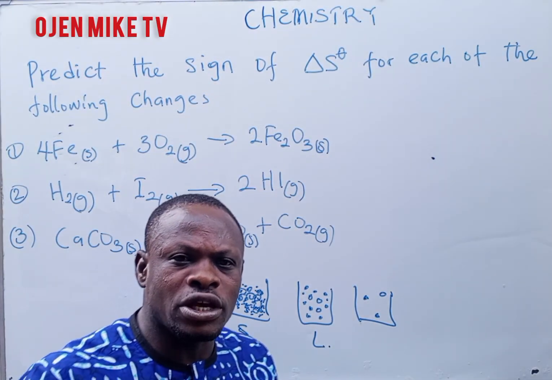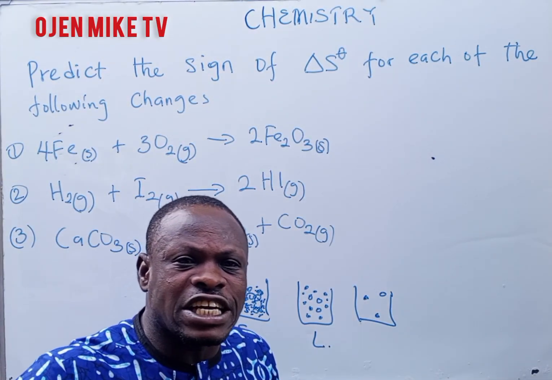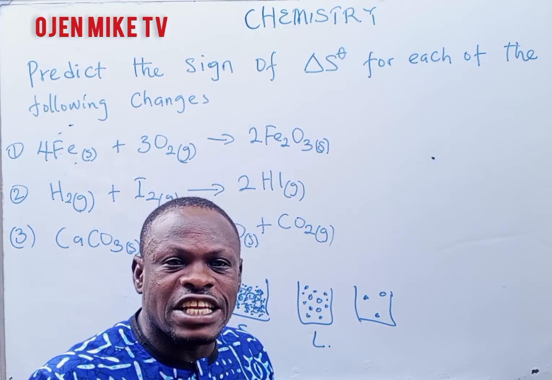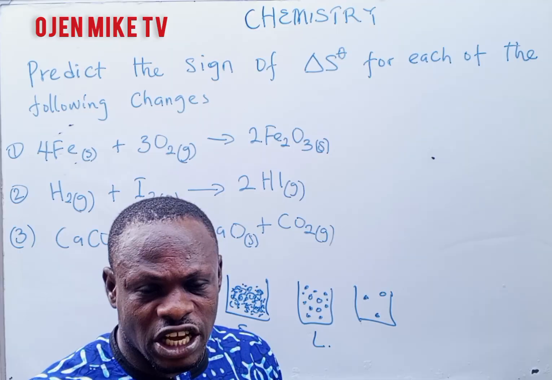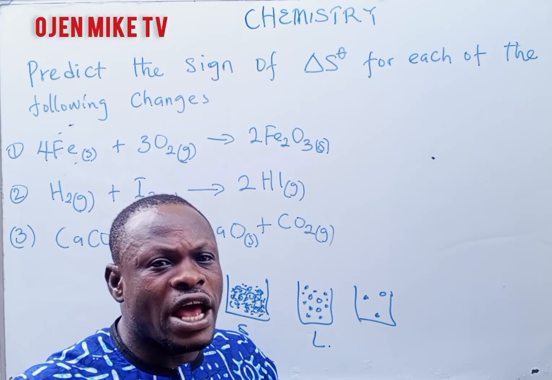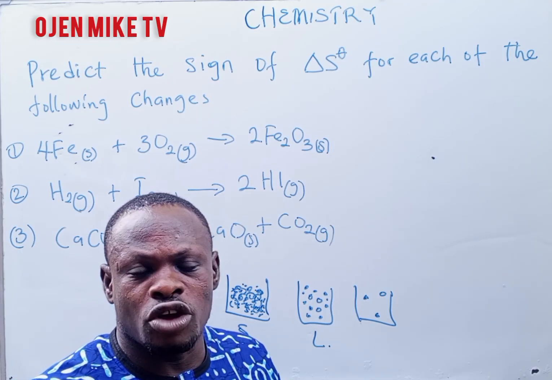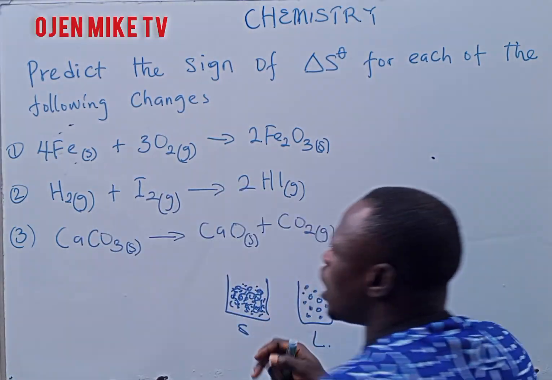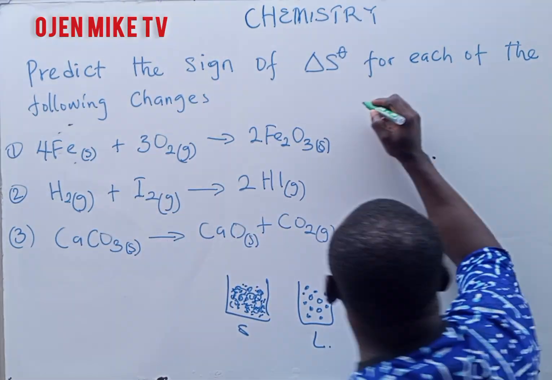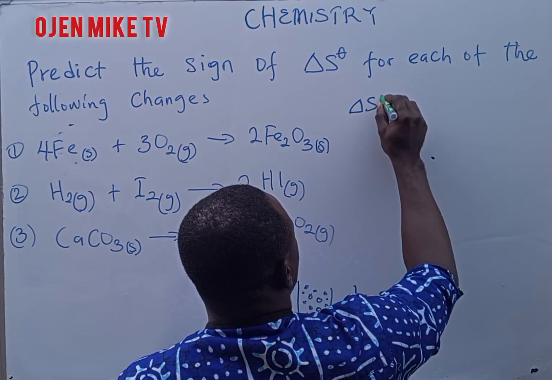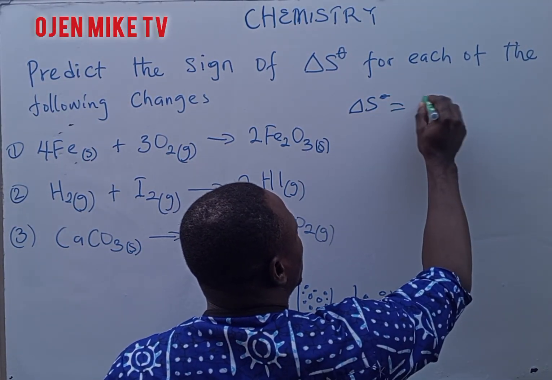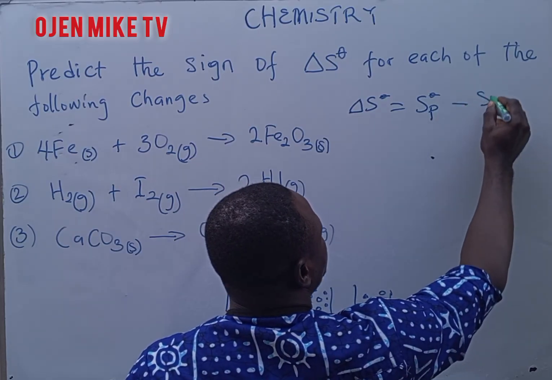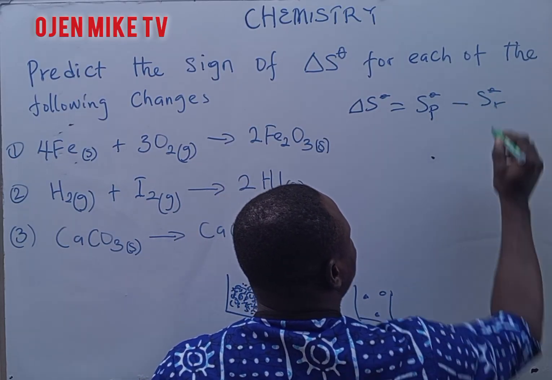Remember, when entropy change is positive, it means there is an increase in disorderliness. When it is negative, there is a decrease in disorderliness of that system. When the entropy change is zero, it means that there is no change. Now let's look at this question. How do you find entropy change? It is given as the entropy of products minus the entropy of reactants.